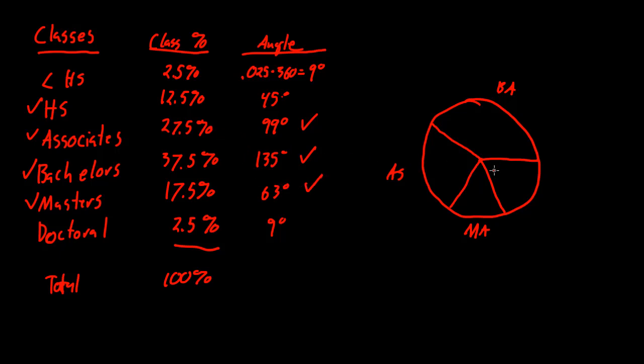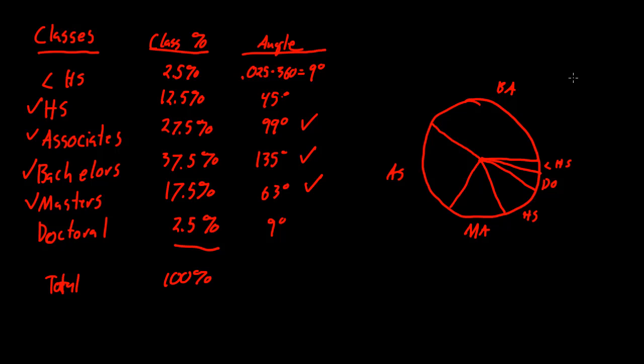And then we have 45 for our high school, which is going to be right around here, high school. And then we have 9 and 9 for both our doctoral and less than high school. So we'll say less than high school and doctoral. And that's just a simple way that we can make a pie chart.